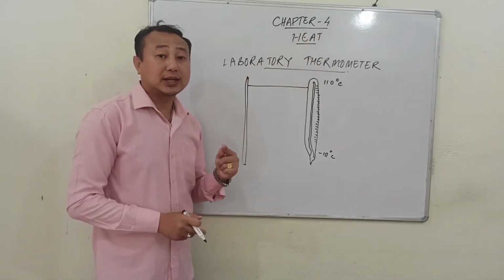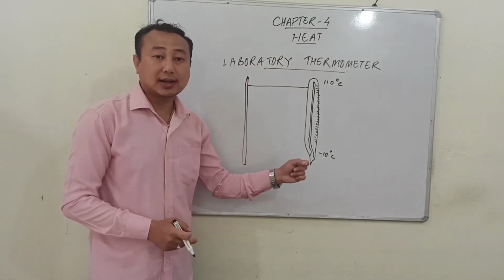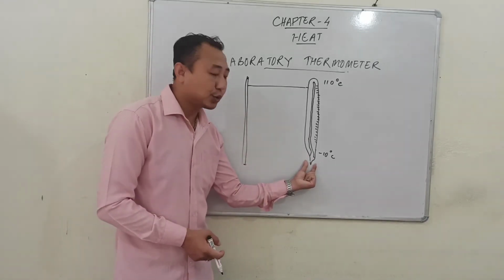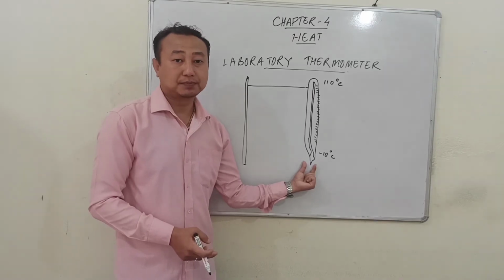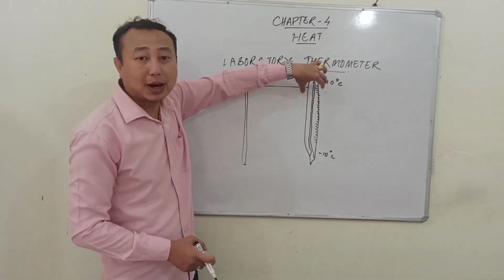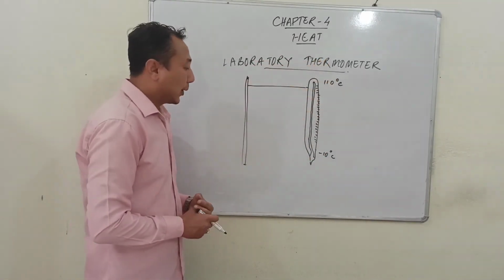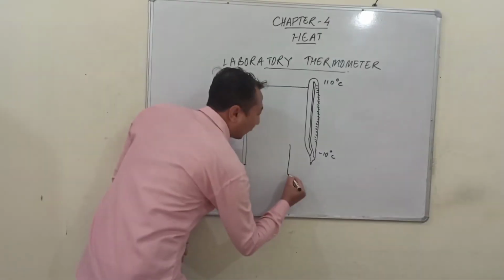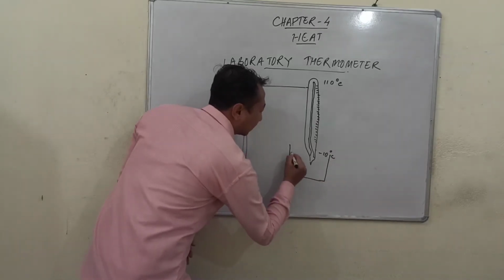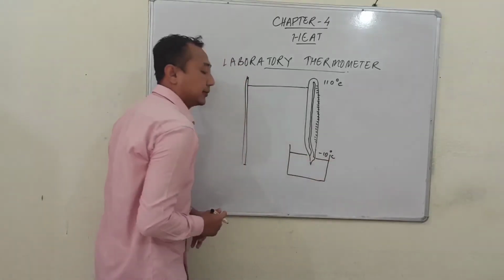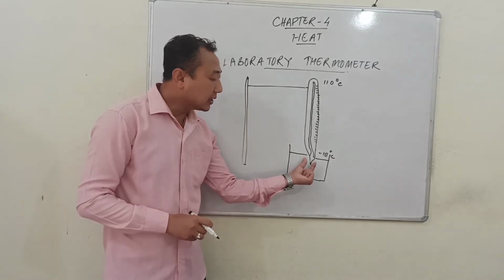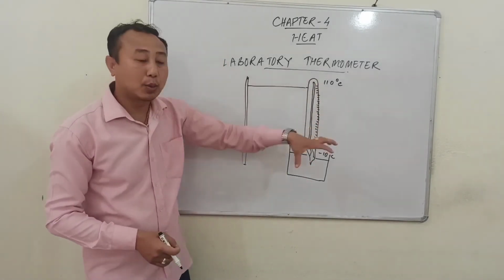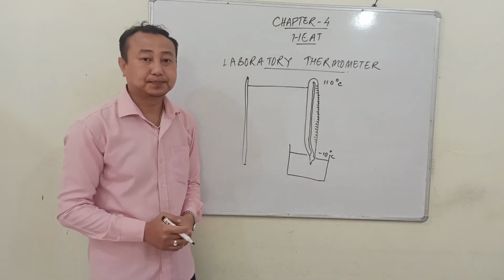One other important thing is that it doesn't matter whether it's a clinical thermometer or a laboratory thermometer, while measuring the temperature, we should not touch the bulb of the thermometer. We should always hold the other part of the thermometer. Now, in order to measure the temperature of boiling water, we are going to dip the thermometer in the water. While dipping, only the bulb of the thermometer should touch the water. The other portion of the thermometer should not be dipped inside the boiling water.